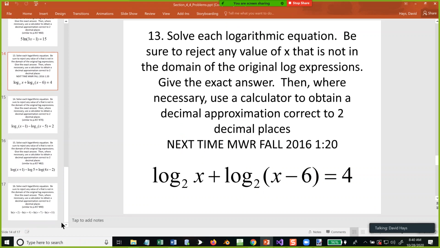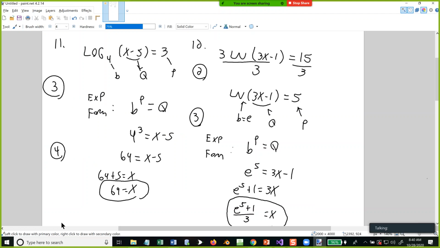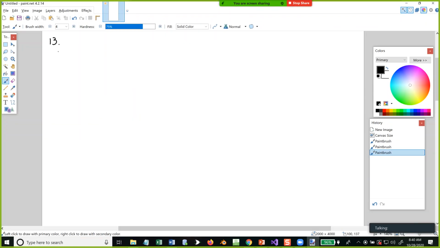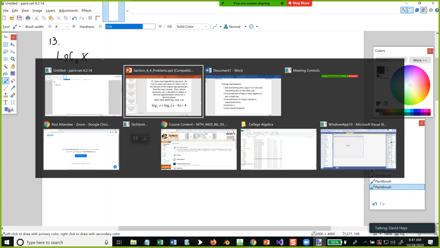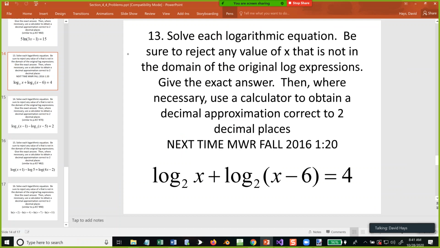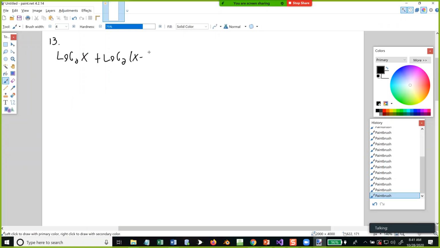Number 13. Log base 2 of x plus log base 2 of x minus 6 equals 4. Okay, step 1, get everything with log on one side, everything else on the other side. This is done. Everything with logs is on the left side, and numbers are on the other side.